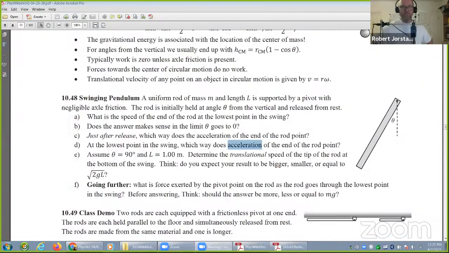So again, just after the release, there's essentially 0 omega. And as a result, if there's no omega, AC equals 0. It's all A tan. At the bottom, there's no A tan. All right, so you could plug in numbers. Ooh, how about this?